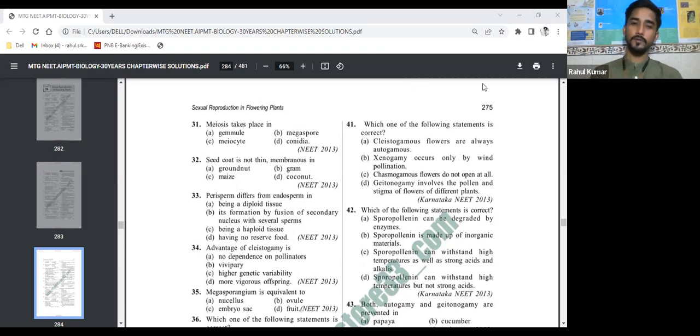Okay. So both the answers have come. Now let me tell you the right answer. The right answer is A. Why is it A? Because it says which is correct. The statement is correct. It's not saying not correct. It's asking the correct one. Cleistogamous flowers are always autogamous. Yes, because cleistogamous flowers are closed flowers. All they can do is autogamy. So that is a correct option. Rest all the three are incorrect.